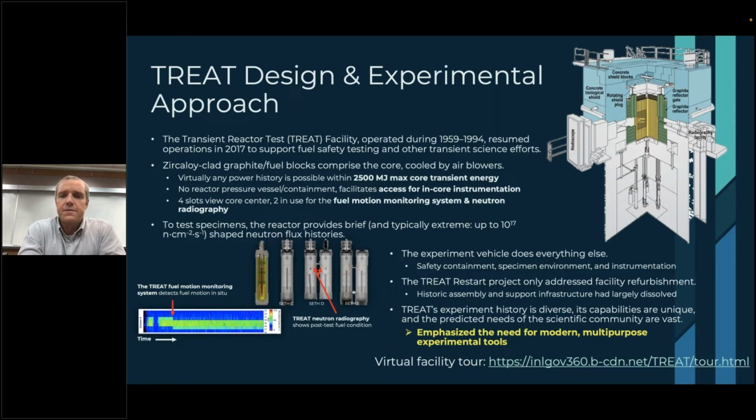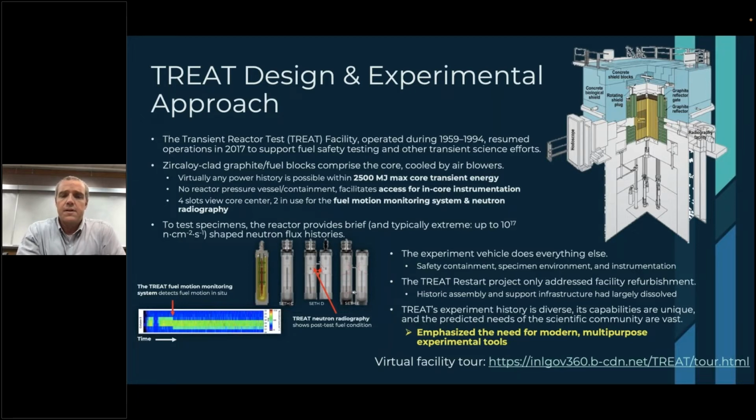We replace some of the TREAT fuel elements with our experiment device, and we can replace those effectively as needed. So we can test any kind of environment that comes in through a test vehicle itself. The test vehicle contains the specimen. It has its environment, has the instrumentation. It all comes in a package that we drop into the reactor.